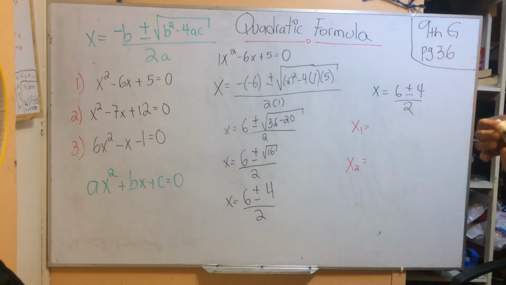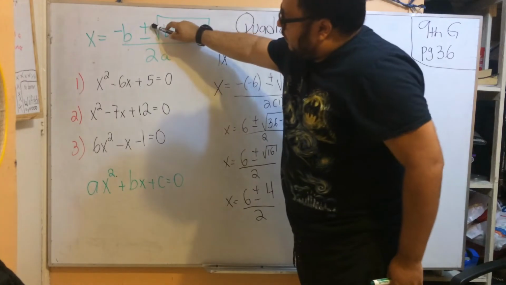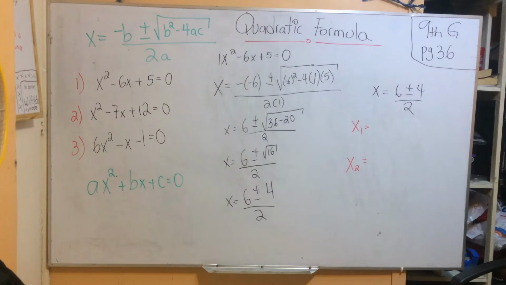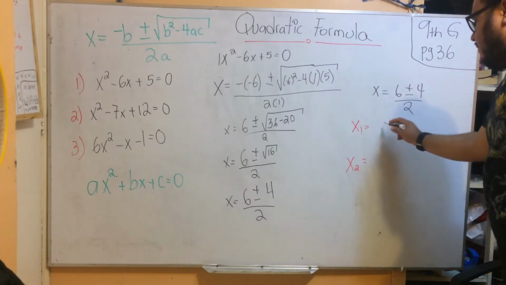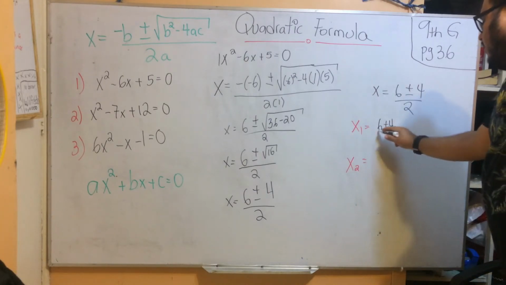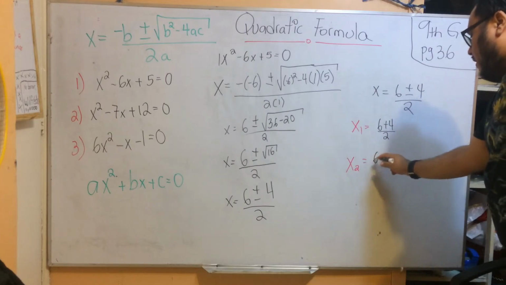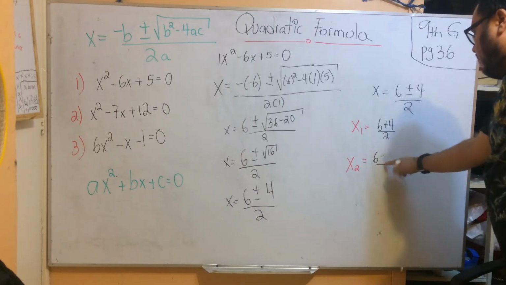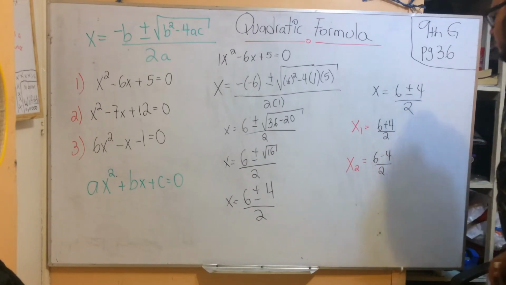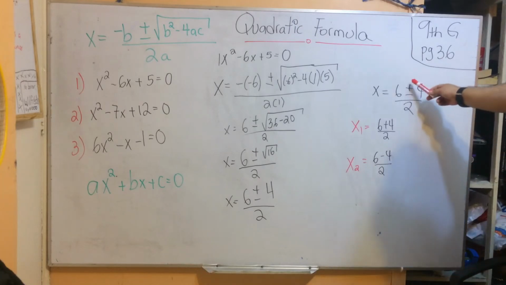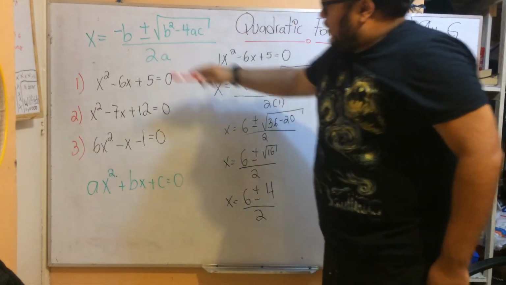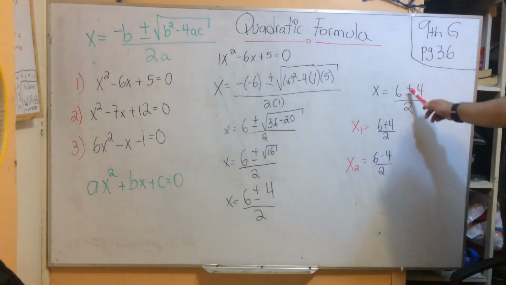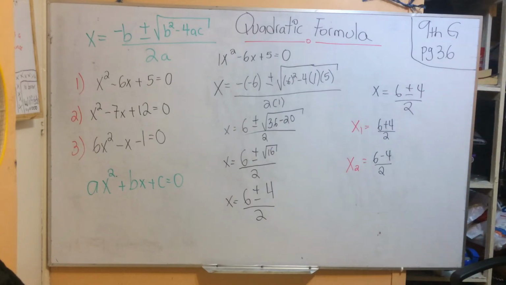In the quadratic formula we have plus and minus, so one of the answers is going to be plus and the other one is going to be minus. That means we have 6 plus 4 divided by 2, and the other one is 6 minus 4 divided by 2. Where do we get these two? Remember, the quadratic formula has plus minus, and we haven't solved it. We're carrying plus minus until we get to this point where we can actually solve.